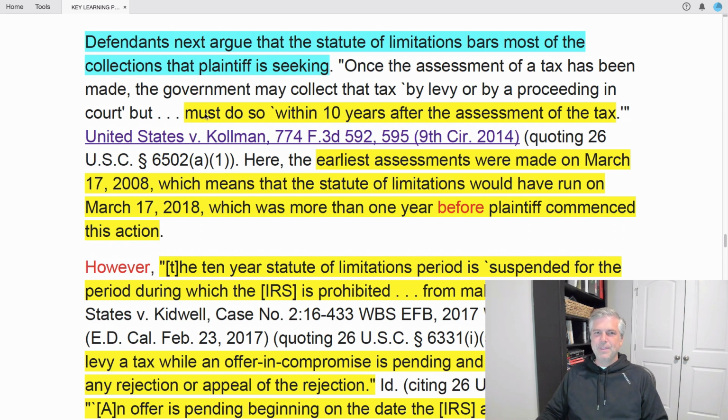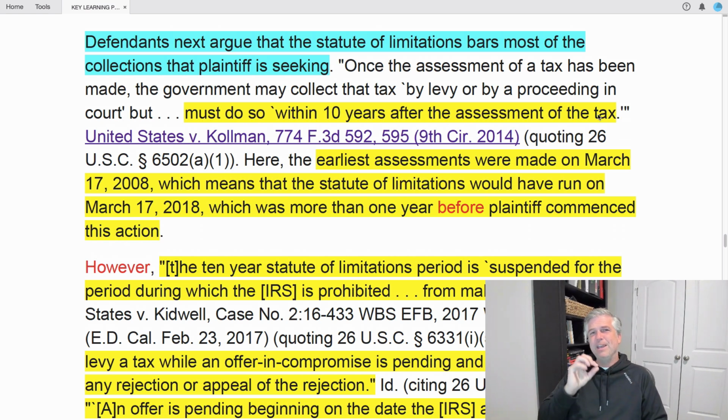So here's the rule. You must collect the money or get a judgment. In other words, start a lawsuit. So let me rephrase it. You have to either get the money or start the lawsuit, which would ultimately lead to a judgment, within 10 years after the assessment of the tax.